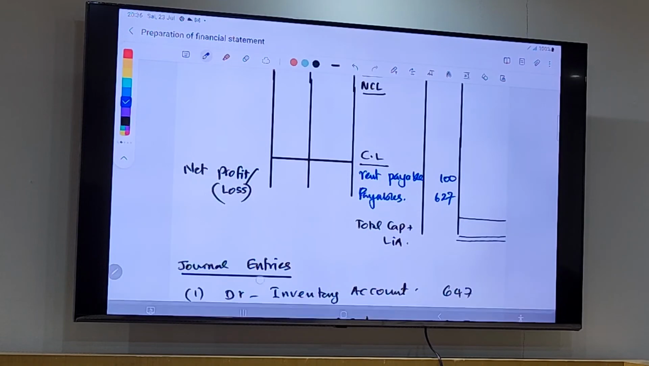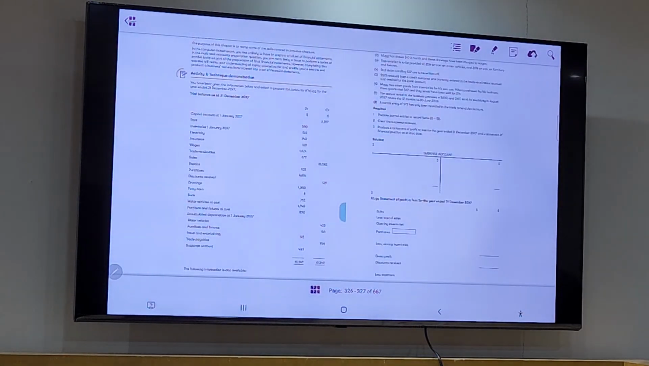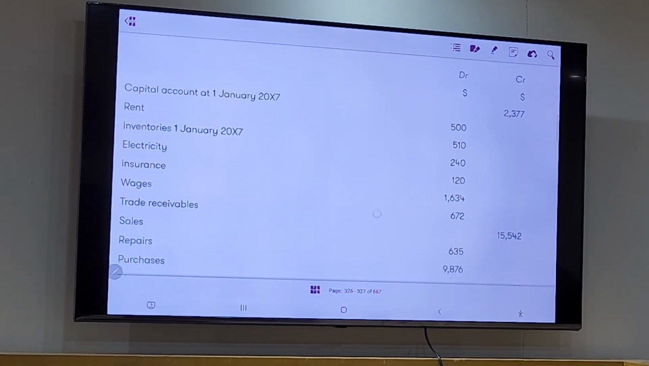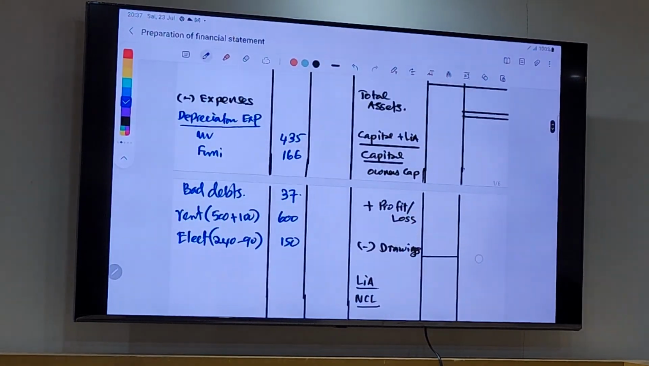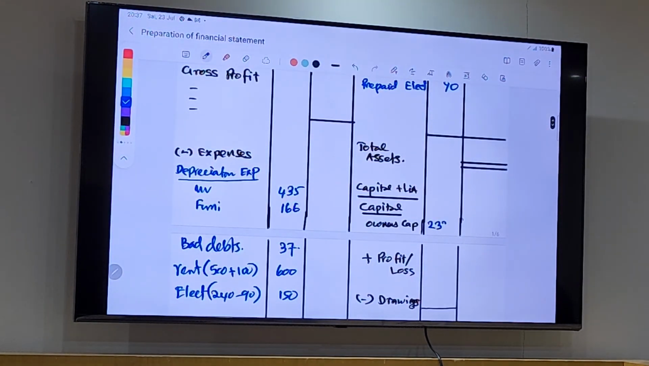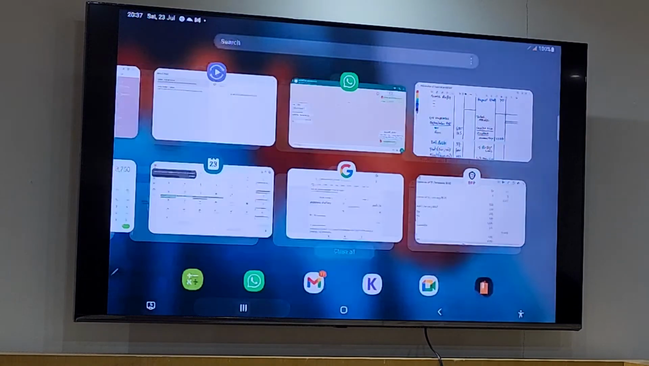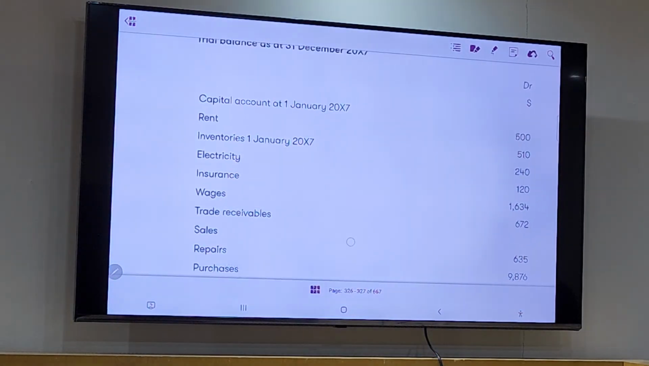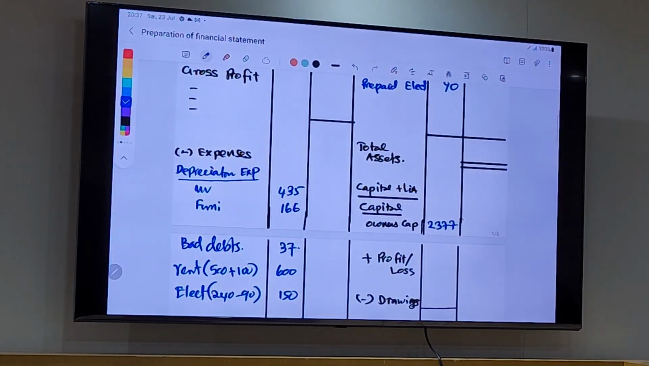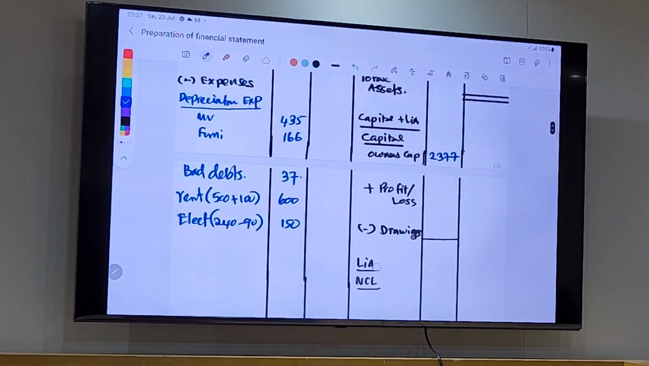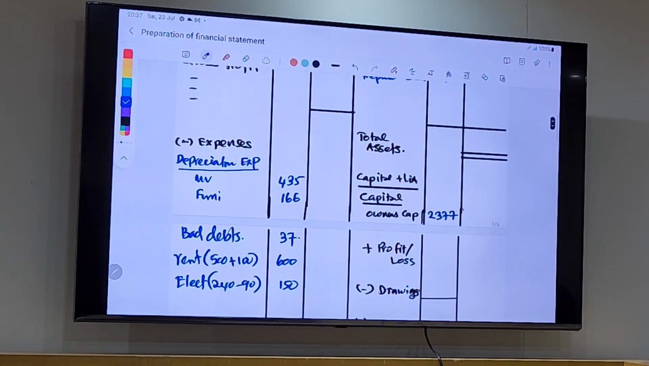Now we go to the trial balance. Capital 2377. Any adjustment? No adjustment. Straight away 2377. Next one. Rent. We have taken rent already? Yes, we have taken rent already. Okay? Next item.